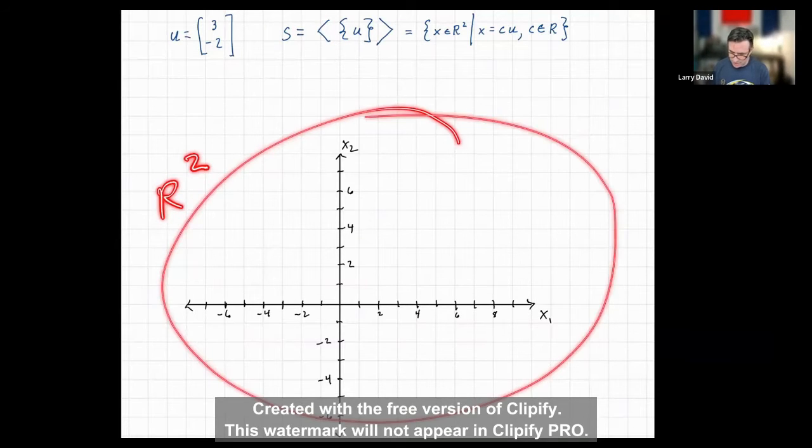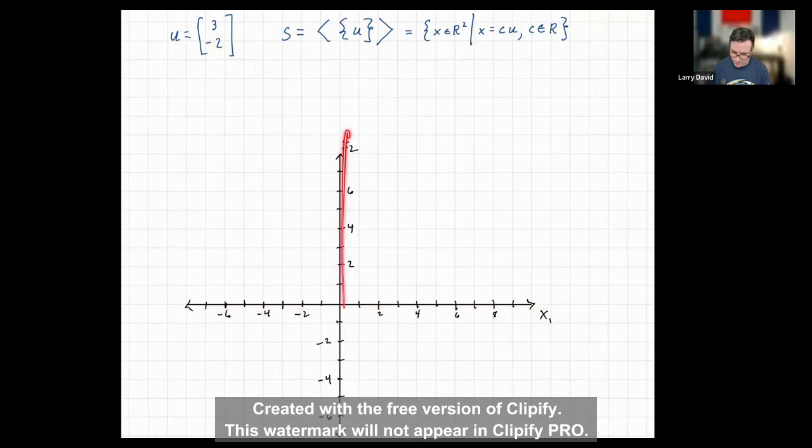So this is a picture of R2. We have an x1 and an x2 axis. In calculus, for example, you might call this the x and y axes. We'll call it the x1 and the x2 axis. And I'll consider a particular vector here, u, just an arbitrary vector that I chose, and its entries are 3 and -2. And we'll say S is defined to be the span of the set containing the vector u.